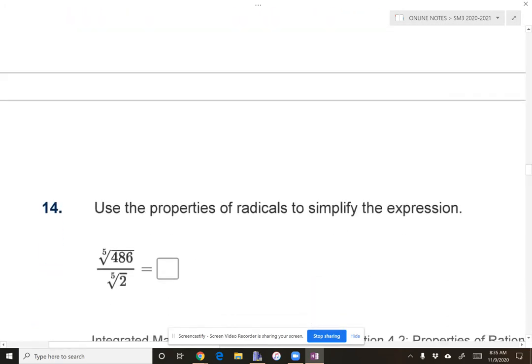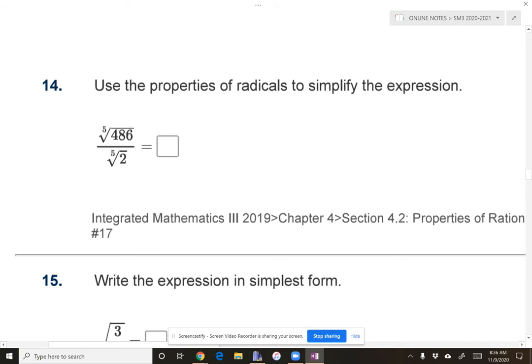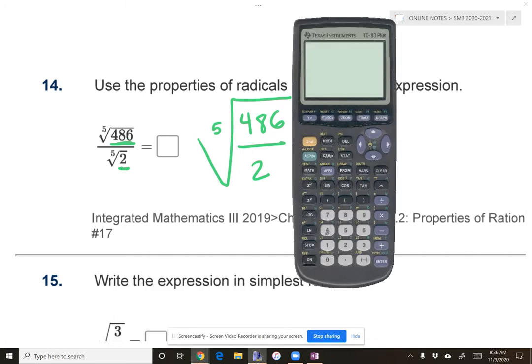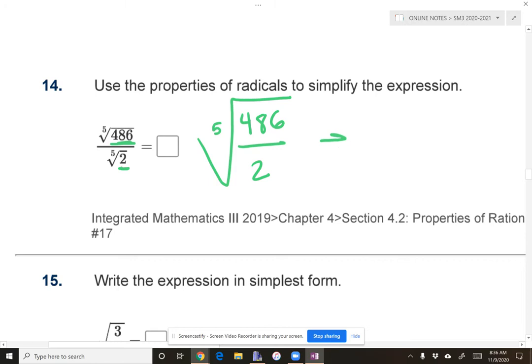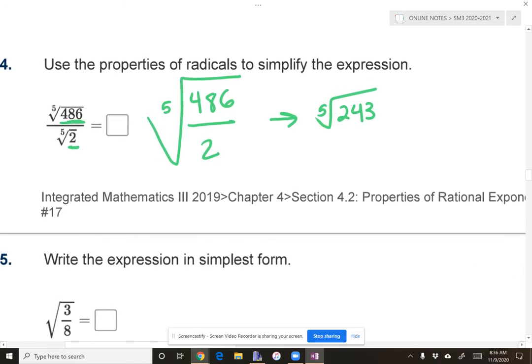Okay, here's 14. Use the properties of radicals to simplify the expression. So unlike the other one where we want to just get rid of the thing on the bottom, if you notice 2 and 486, they're both even. So this one, it would benefit us to write them as one root and figure out what 486 divided by 2 is, because I know it's not going to be a decimal. And this is the same thing as the 5th root of 243.